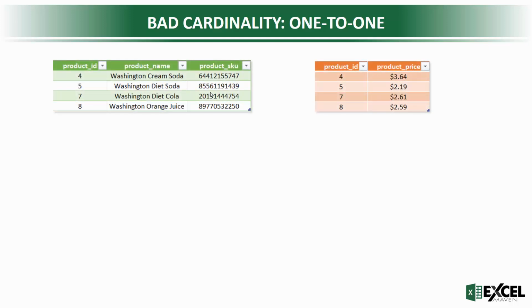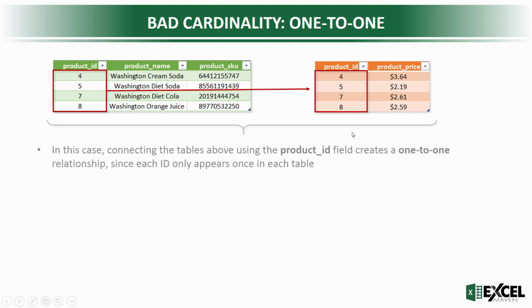Next up, consider a one-to-one relationship. And of the two, this one's much, much more innocent. In fact, there's actually nothing fundamentally incorrect about it. It's just a little bit inefficient. So here we've got a unique set of product IDs in a product lookup table, as you'd expect. But then we've got a second table that also contains only unique product IDs. Now, in this case, creating that relationship using the product ID field creates a one-to-one relationship, since each ID only appears once in each table.